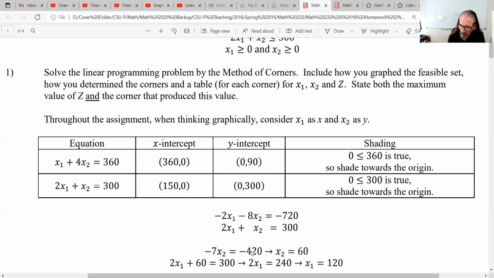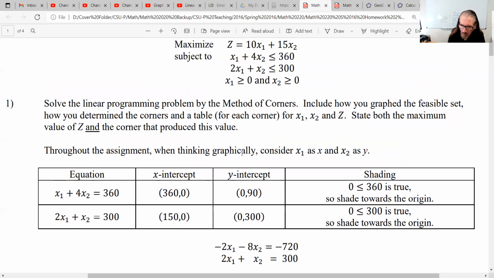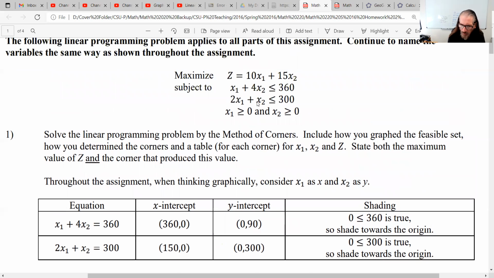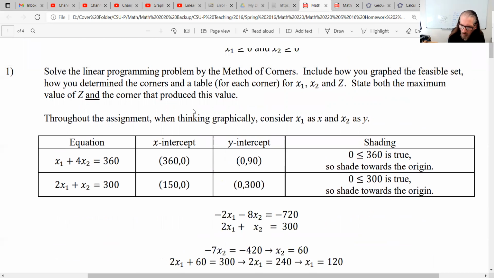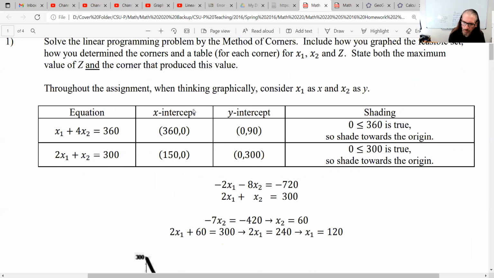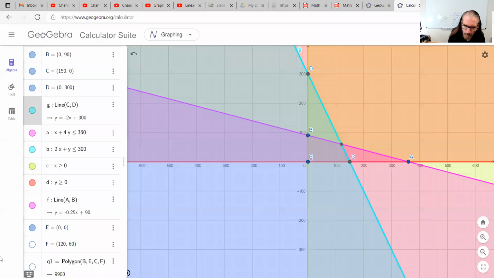And if I plug in 60 into the second regular constraint, subtract 60 from both sides, that's going to give me 2x sub 1 equals 240. So x sub 1 equals 120. So in order, and since I'm thinking of x sub 1 as x and x sub 2 as y, we need to see 120 comma 60.